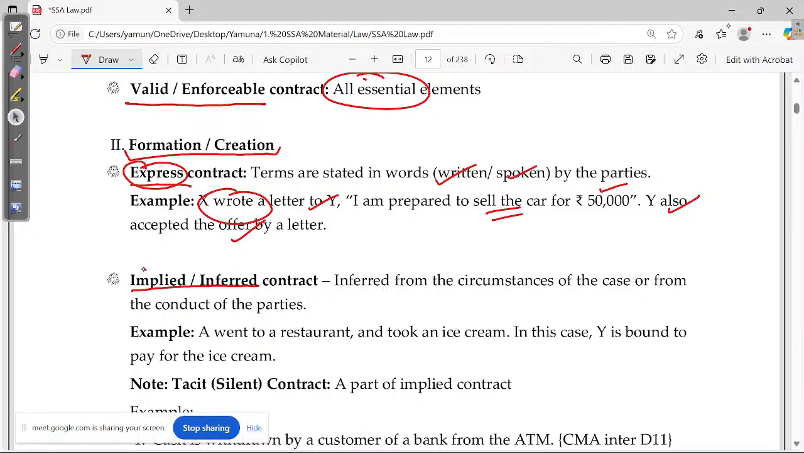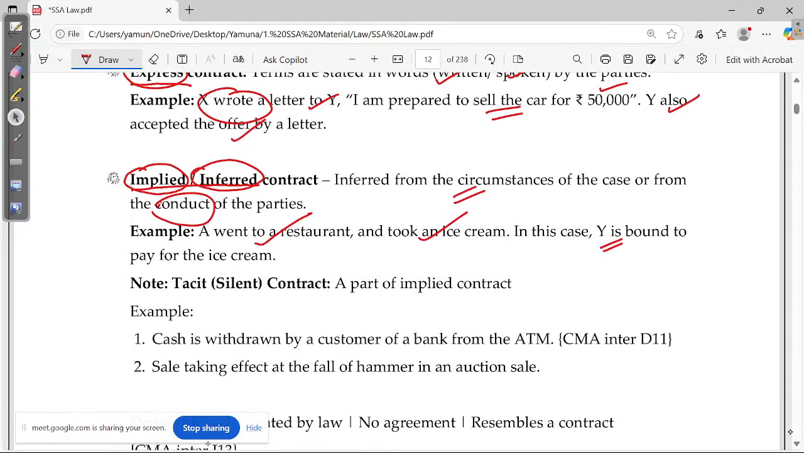Second, because of some circumstances, it is implied that it's a contract. So implied, or what you call an inferred contract. Inferred means we infer from the circumstances. So an inferred contract is from the circumstances of the case or from the conduct of the parties. I go to a restaurant and I take an ice cream, which means that I have to pay for the ice cream. It's understood, right? You board a bus, which means you have to get the ticket.